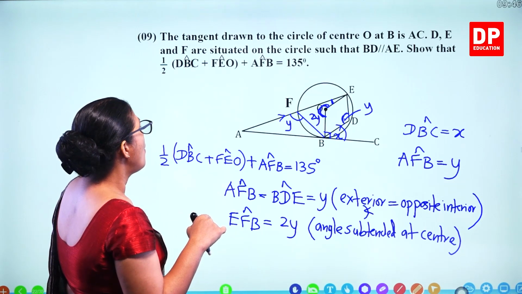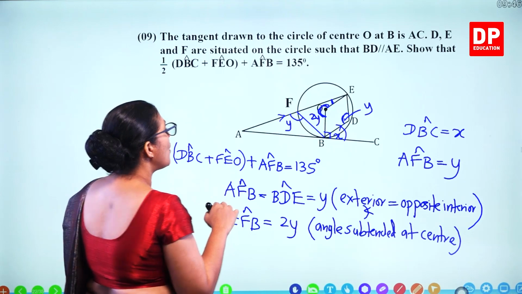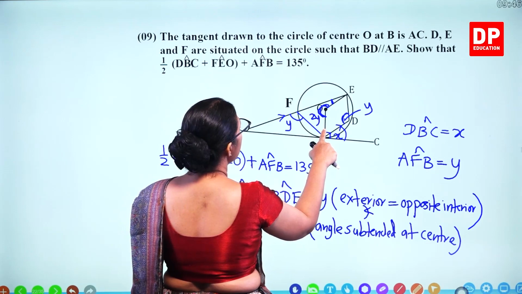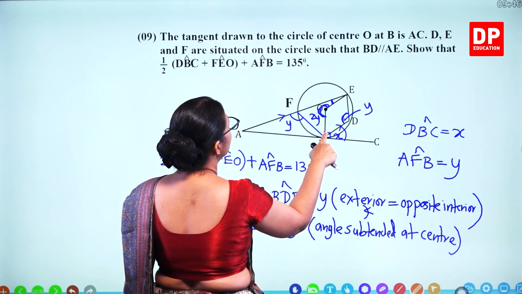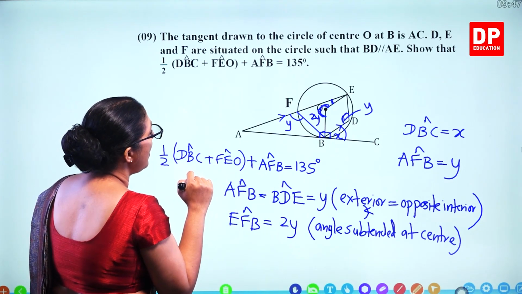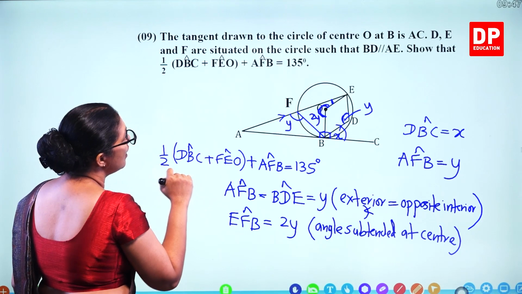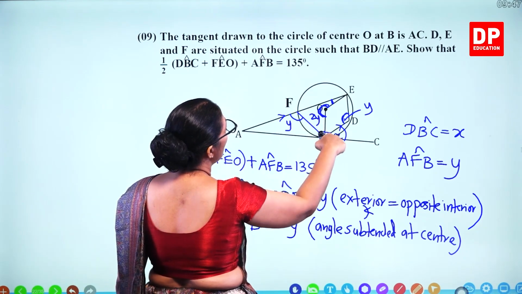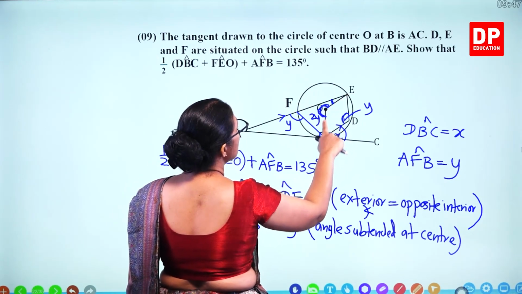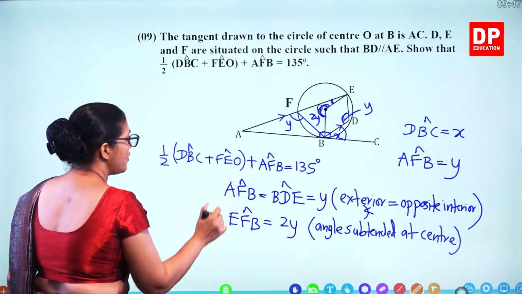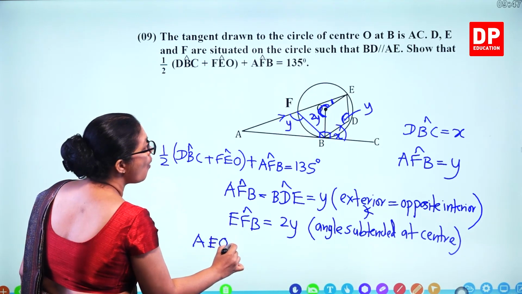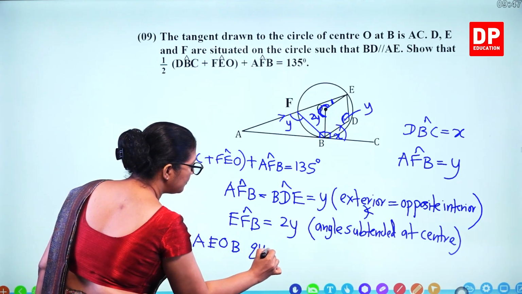Now, what else can we say? What about this angle? This angle is 90 degrees and what can you say about this? Quadrilateral A, E, O, B, quadrilateral.